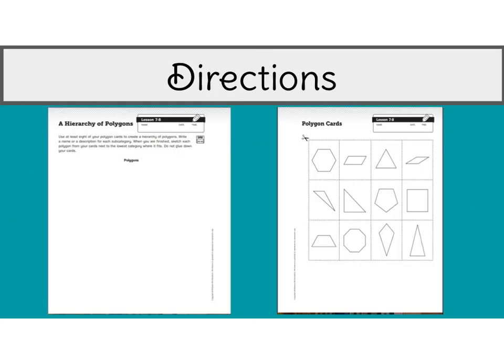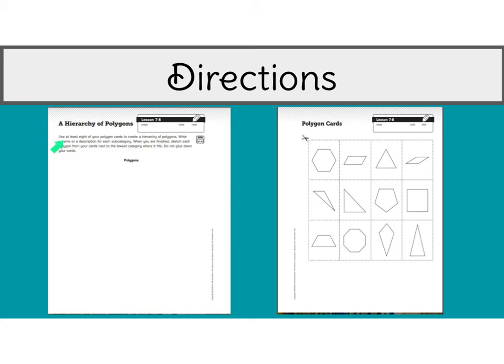So let's take a look at the directions for your open response today. You'll notice on the left side we have our directions here. On the right we have some polygon cards with several different polygons that you will need to be able to maneuver and think about properties and attributes and whatnot. So let's take a look at the directions.